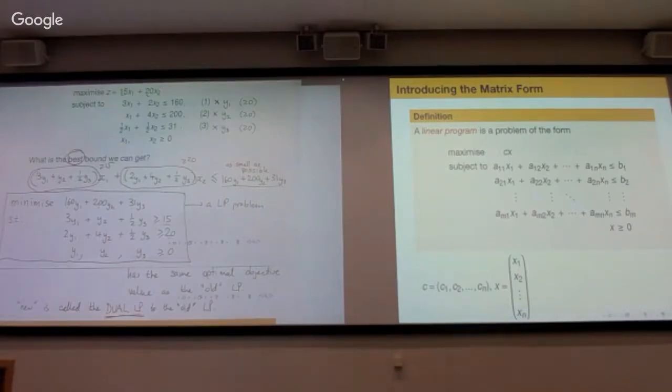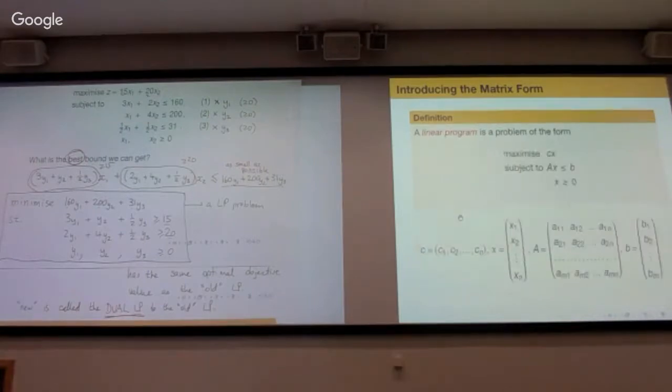And similarly, you can write this whole thing as some matrix A, where all the little a's are entries in that matrix, and you multiply it by the vector of x's like this. Okay.